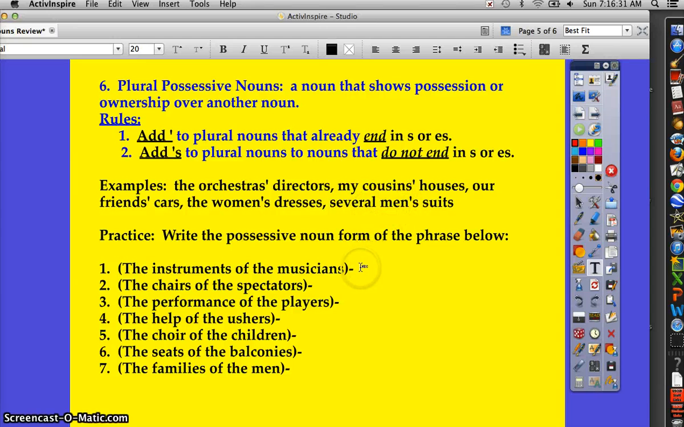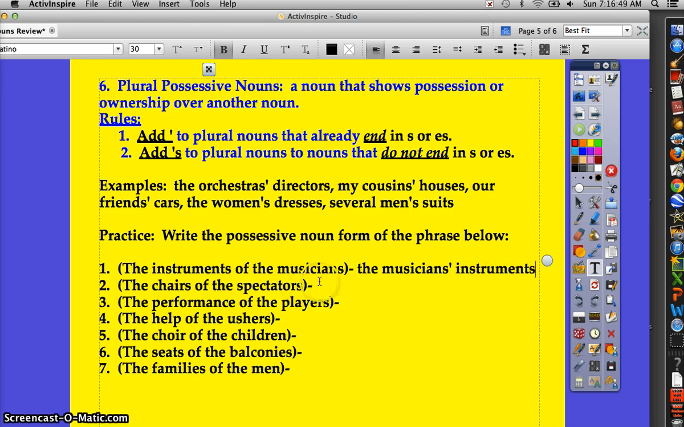So let's take a look at the practice. At the bottom, we have to make the possessive form of the phrase again. So looking at 1, the instruments of the musicians would be the musicians, already ends in s. Add the apostrophe after the s, instruments. Number 2, the chairs of the spectators. Ends in s already right here, so it would be the spectators. Add the apostrophe after the s, chairs.